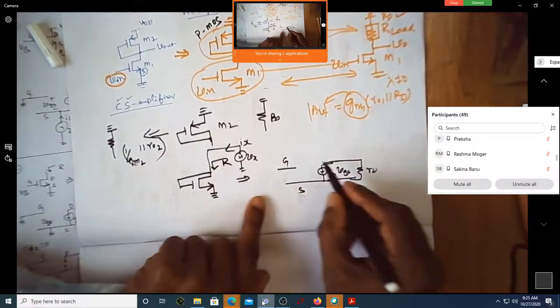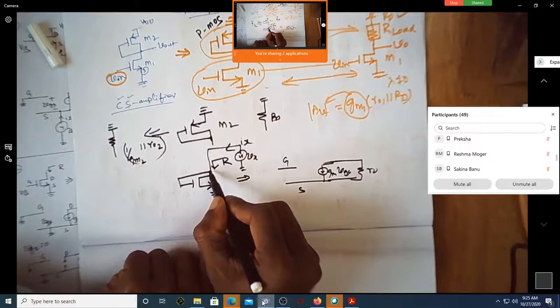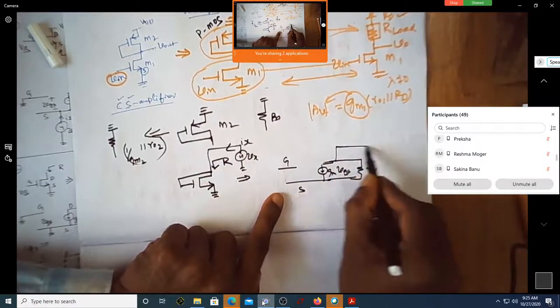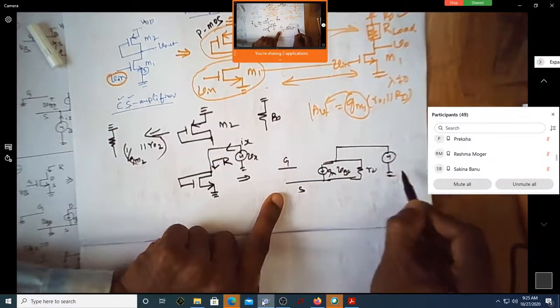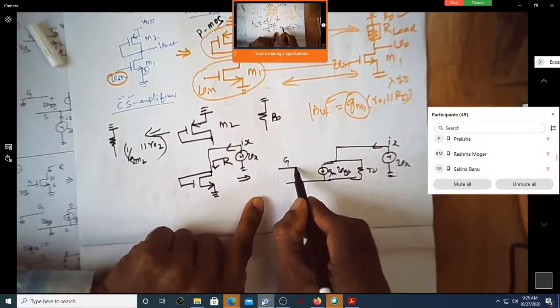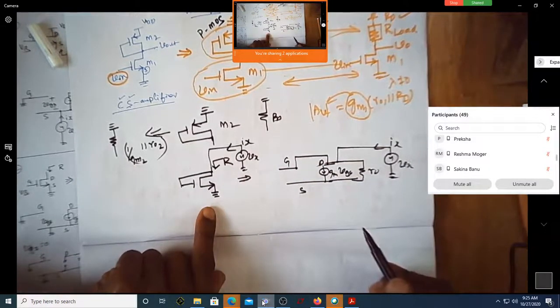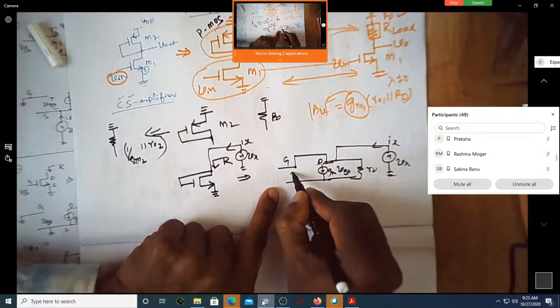I'll connect a dummy source and try to find out what is Ix. Where do I have to connect the dummy source? We should go to the drain. Shall I connect this to the drain here? This is Vx and this is Ix. Shall I short it? You can see gate and drain are shorted. Is this VGS?